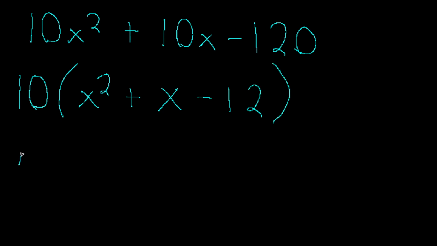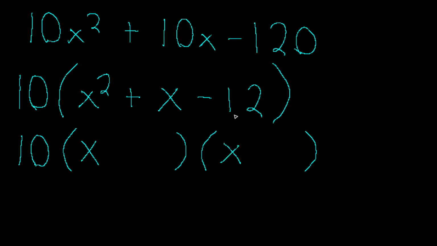And now the 10 is going to drop down here. We set up our brackets. We know that we need that x squared in the front, so it's going to be x times x. Now, this part of the equation is the same as the previous problem. What two numbers multiply to negative 12 and add up to 1? And we found that that was positive 4 and negative 3. 4 minus 3 would give us our 1 here. 4 times negative 3 would give us our negative 12 here.